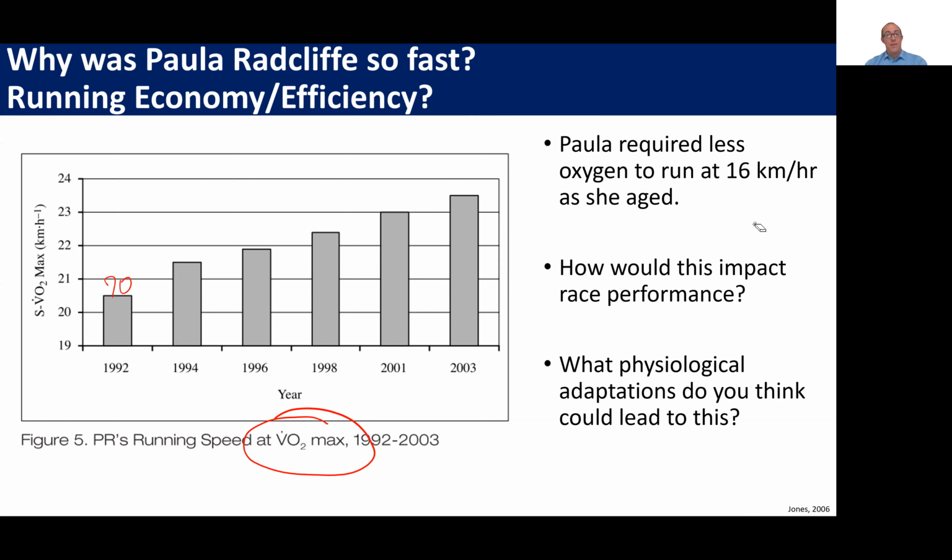One thing that can happen is increased type 1 fibers. You remember type 1 fibers are more efficient. They require less ATP and less oxygen to do a single contraction cross-bridge cycle.